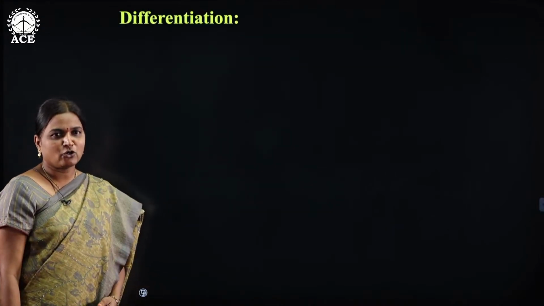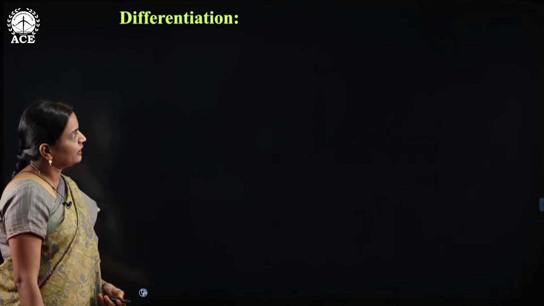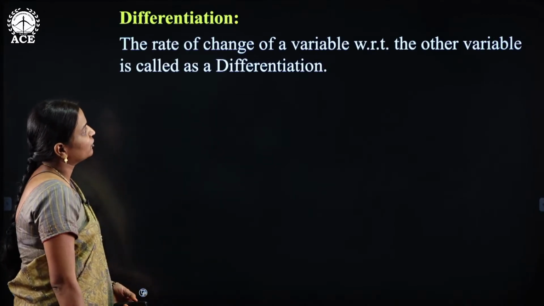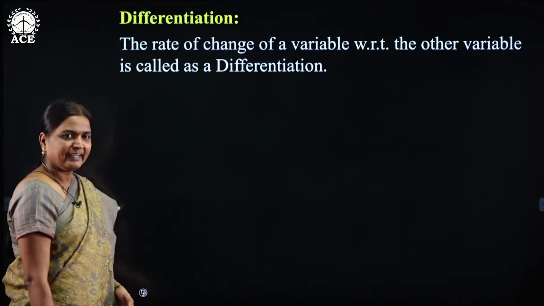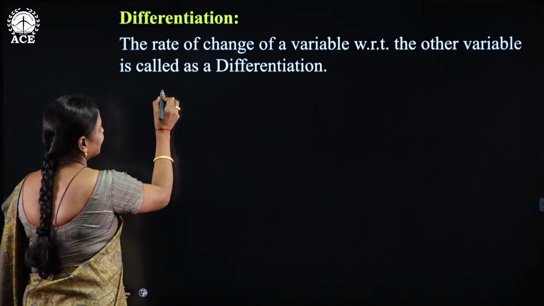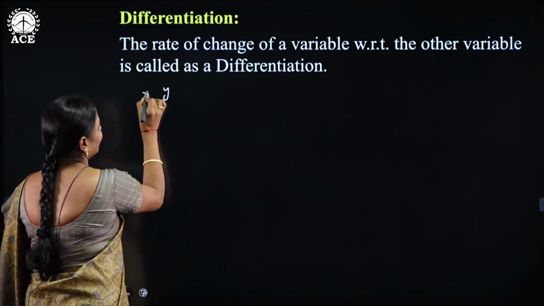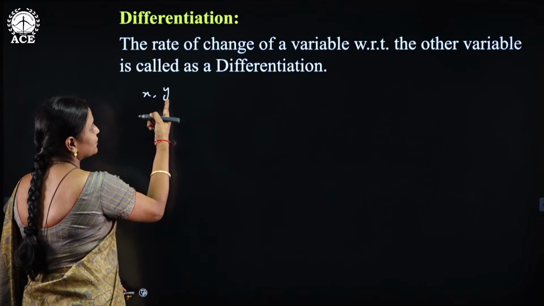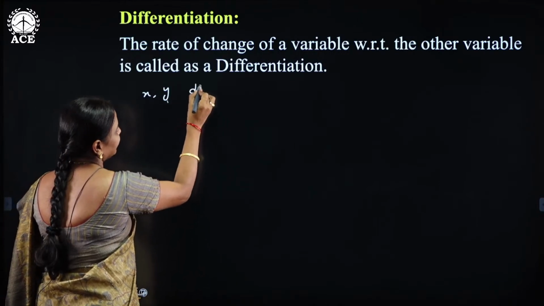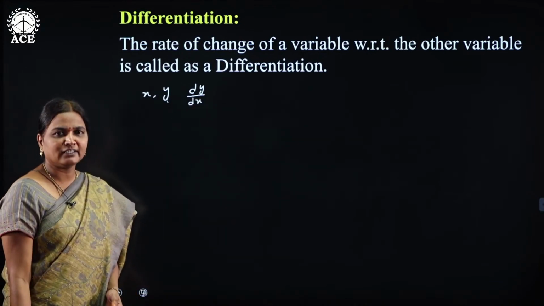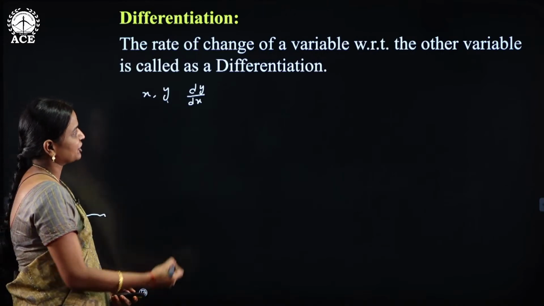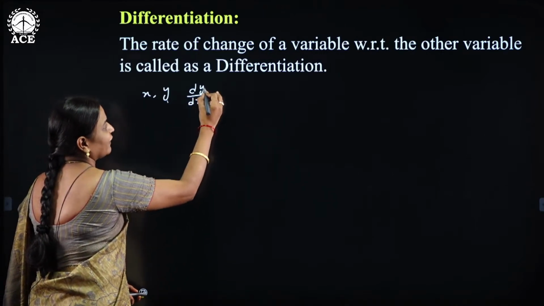First, what is a differentiation? How to define a differentiation? Differentiation is nothing but the rate of change of a variable with respect to the other variable. If x and y are the two variables, the rate of change of the variable y with respect to x is dy by dx. Here dy by dx is called the differentiation.